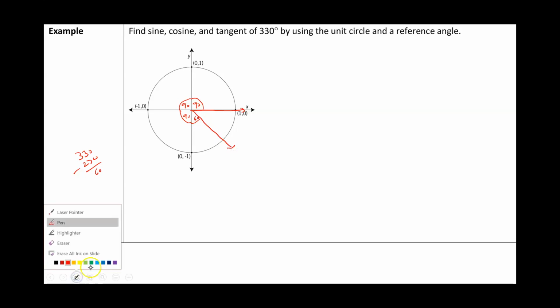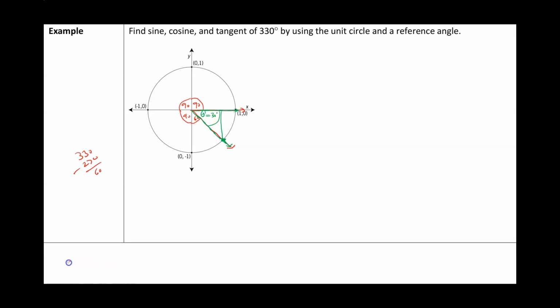Remember that our reference angle is always made with the terminal side and the x-axis. So this is going to be theta prime, our reference angle, and theta prime will be 30 degrees. Since this is 60, this has to be 30. Okay, so what we're going to do is on the unit circle, we are going to make our reference triangle with theta prime equal to 30 degrees.